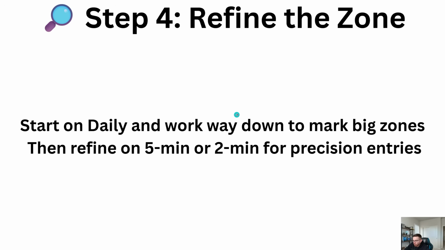Now, step number 4 is you want to refine the zone. Now, the way that I mark my zones, the time frames that I use, I start on the daily time frame. Again, I'm looking for any basing candles and then a big move up or down to mark my supply and demand zones. After I am done on the daily, I will then break it down to a 4-hour time frame. After that, I'll go to a 3-hour time frame. After that, I'll go to a 2-hour time frame, then a 1 hour, then a 45-minute, and then a 30-minute.